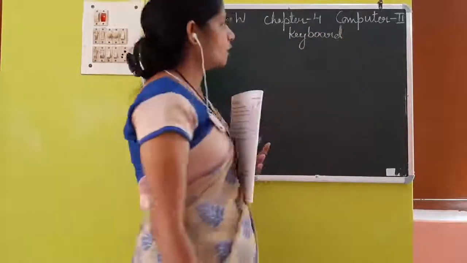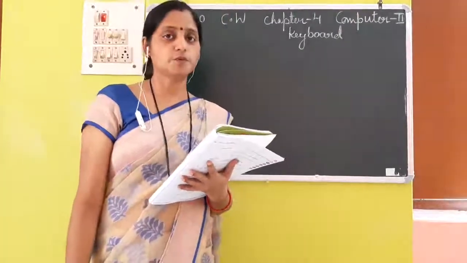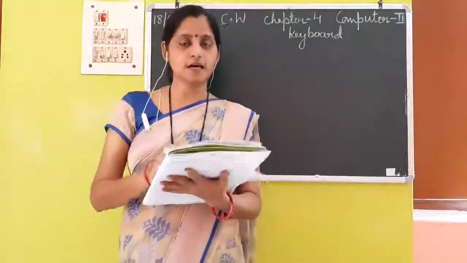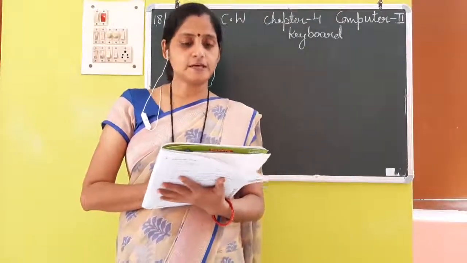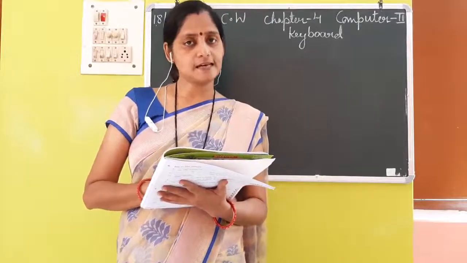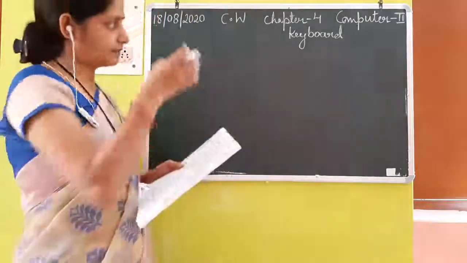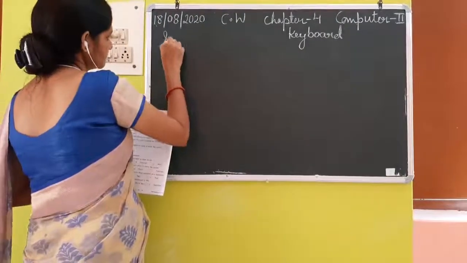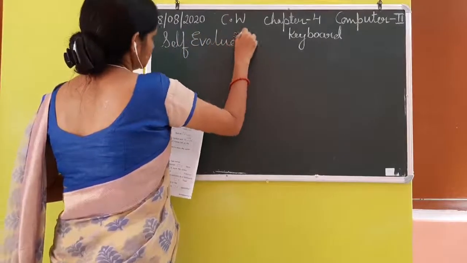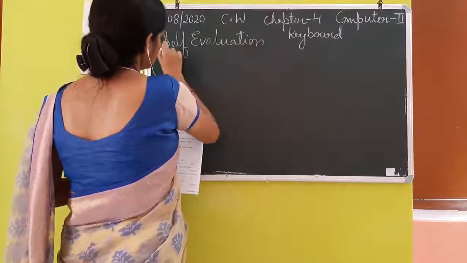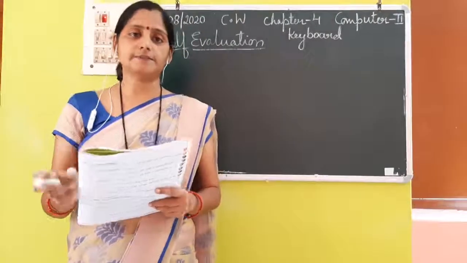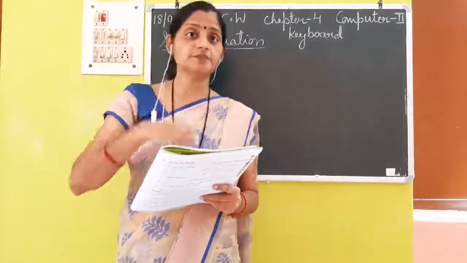So we studied all about keyboard in the chapter. By now you must have understood how many keys are present on keyboards and what are the uses of these keys. So let us revise whatever we studied in the chapter. So our topic is self-evaluation. Here we are going to recapitulate whatever we have done in the chapter, whatever we have learned from the chapter.